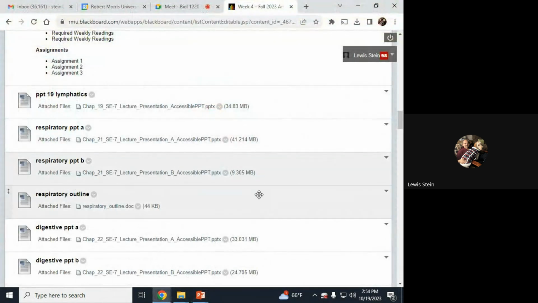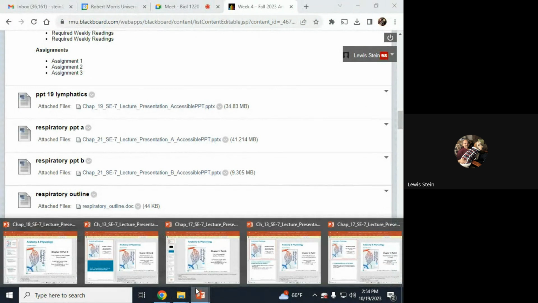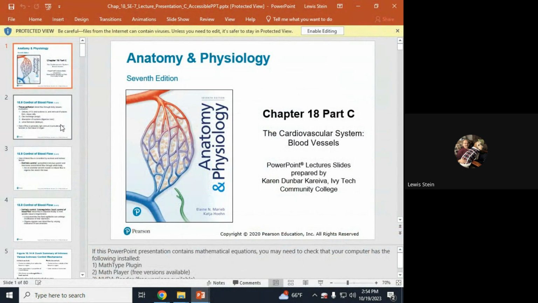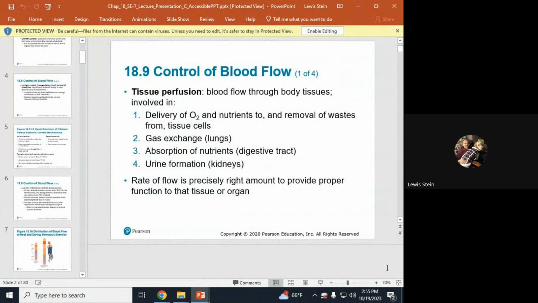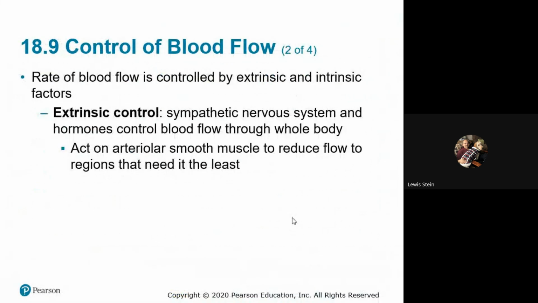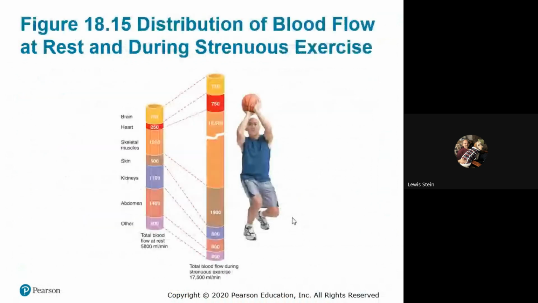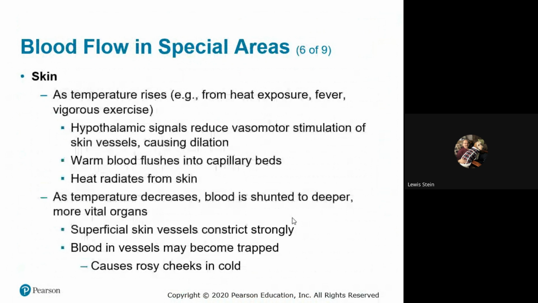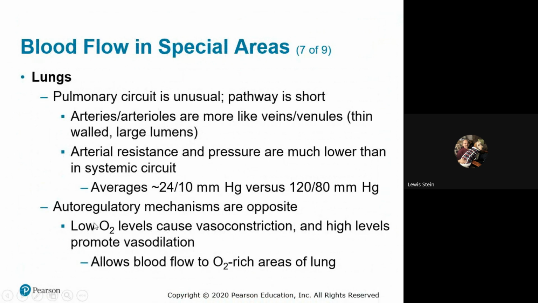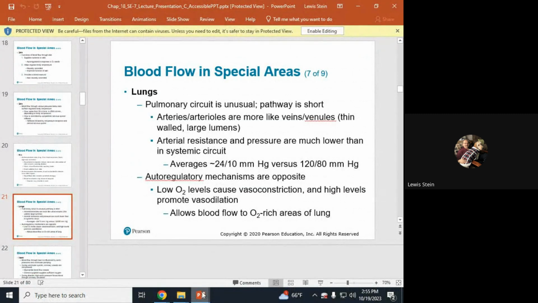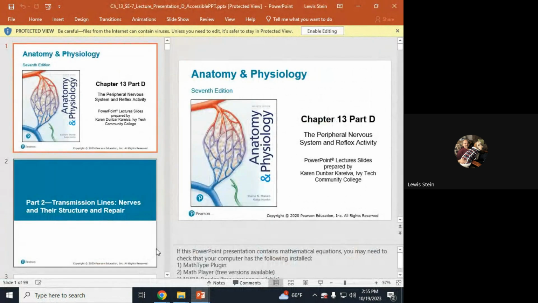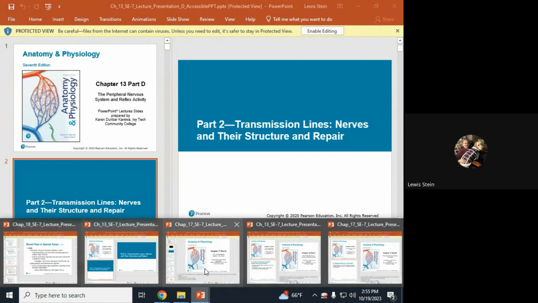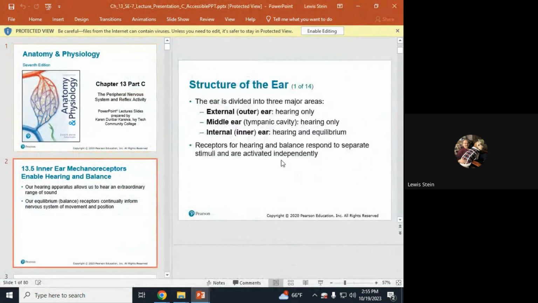C has hearing, so you should be familiar with that. C and D have more of the anatomy. Okay. Oh, that's blood flow. I'm sorry. Wrong one. Here we are. 13. Let me get to C first. Here it is. I'm sorry.